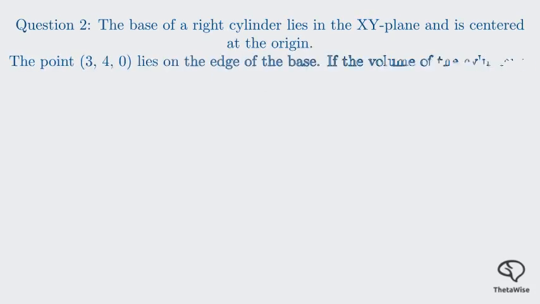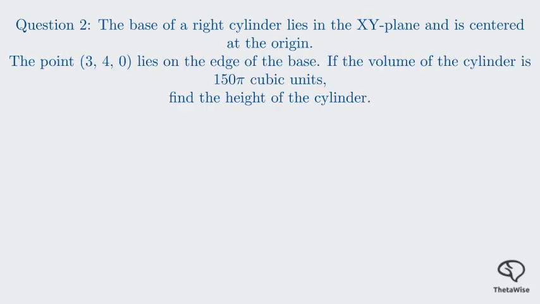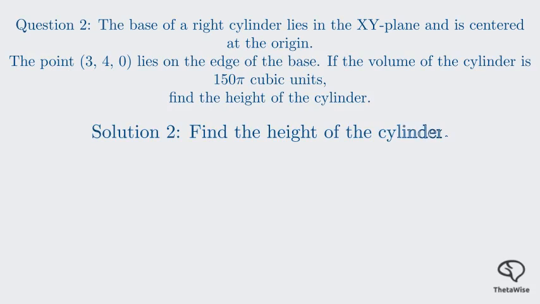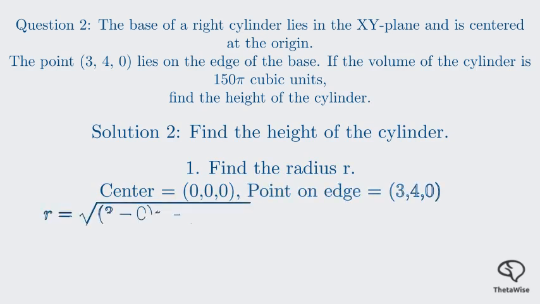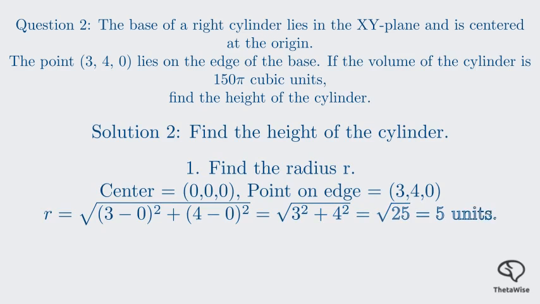Here's our second practice question. Again, pause the video to work through this problem on your own. Let's review the solution. We need to find the height of the cylinder given its volume and information about its base. First, we need to find the radius of the base. The base is centered at the origin, 0, 0, and a point on its edge is 3, 4. The radius, r, is the distance from the center to this point. Using the distance formula, the radius is the square root of 3 squared plus 4 squared, which is the square root of 25. So the radius is 5 units.